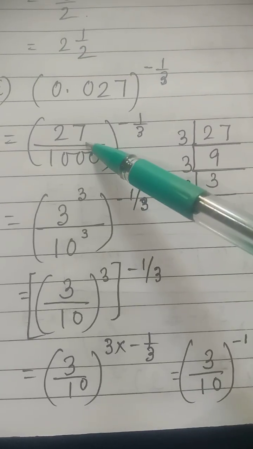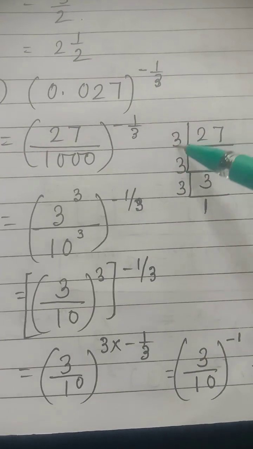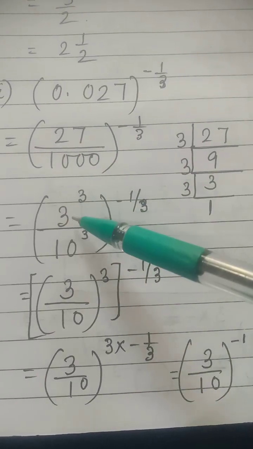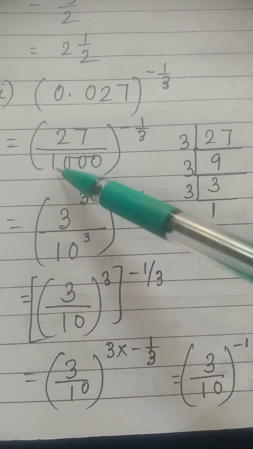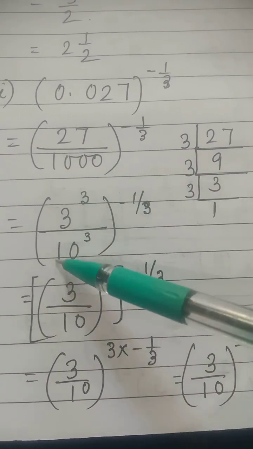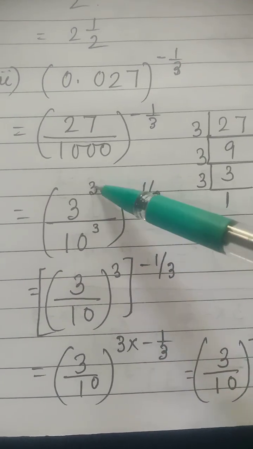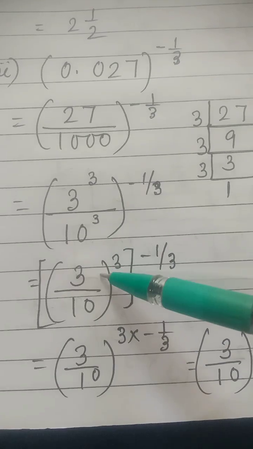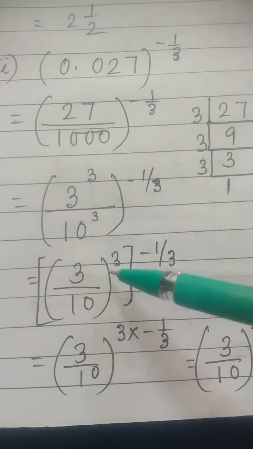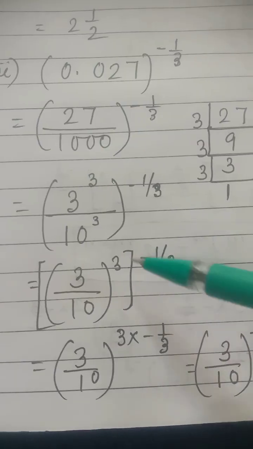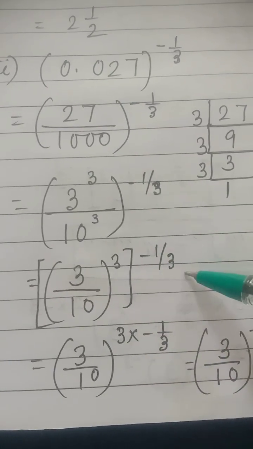Now 27, so do the prime factorization: 3 cube. 27 can be written as 3's cube. And 1000 is obviously 10 to the power 3. Now both have the power 3. So how can it be expressed? 3 by 10 whole to the power 3, into minus 1 by 3. That means the power is minus 1 by 3.